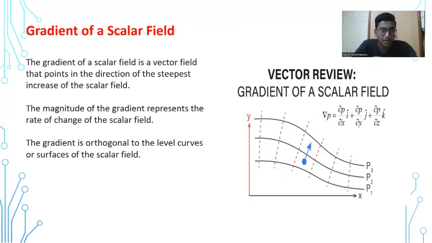Next, gradient of a scalar field. The gradient of a scalar field is a vector field that points in the direction of the steepest increase of the scalar field. The magnitude of the gradient represents the rate of change of the scalar field. The gradient is orthogonal to level curves or surfaces of the scalar field. The gradient of a scalar field is represented by the following diagram.